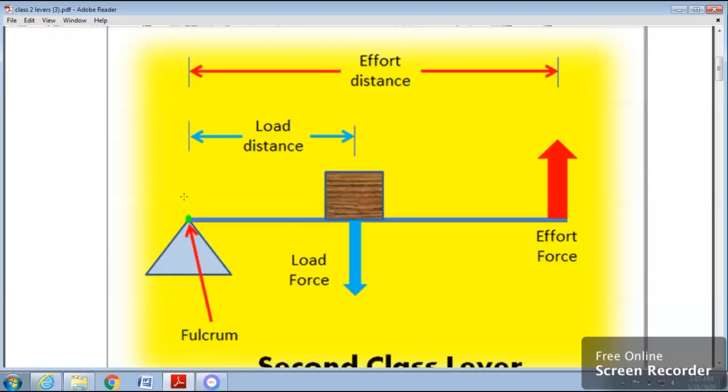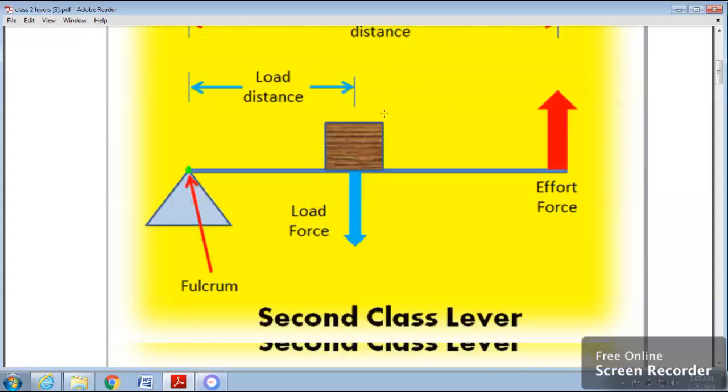So the distance from fulcrum to load is the load arm and the distance from fulcrum to effort is our effort arm. In this class 2 lever, effort arm is always greater than the load arm. Hence mechanical advantage is greater than 1.